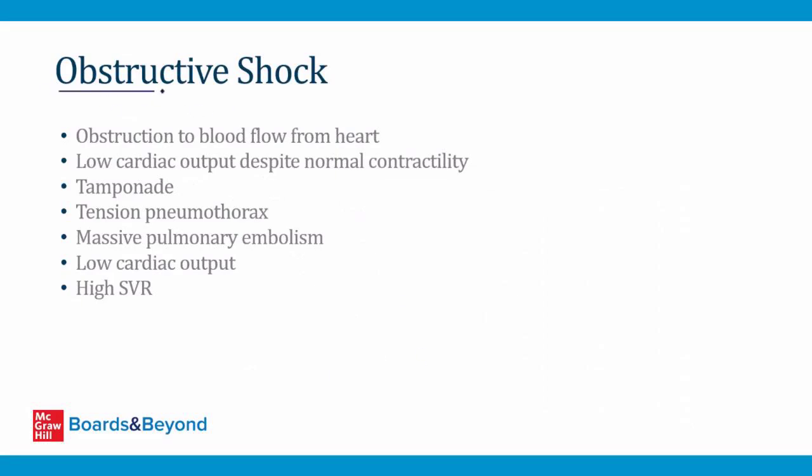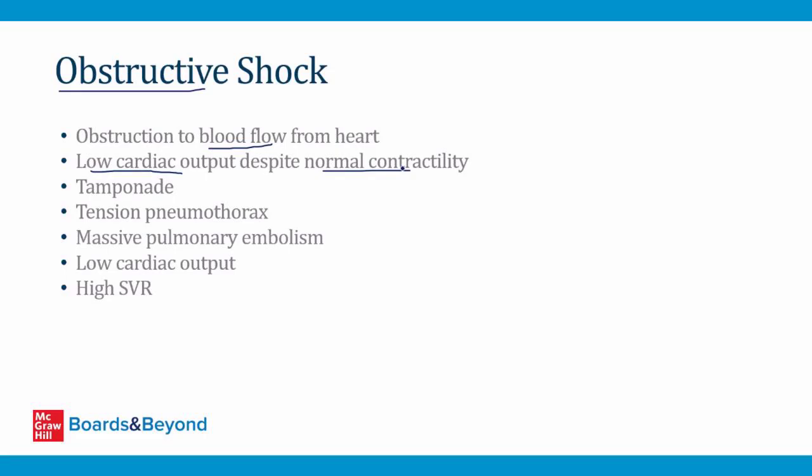Okay, now let's talk about that fourth form of shock, that uncommon form of shock, and that is obstructive shock. Obstructive shock gets its name because there's obstruction to blood flow from the heart to the body. Patients with this condition will have a low cardiac output, but they don't have a problem with the left ventricle. They have normal contractility. That makes this different than cardiogenic shock.